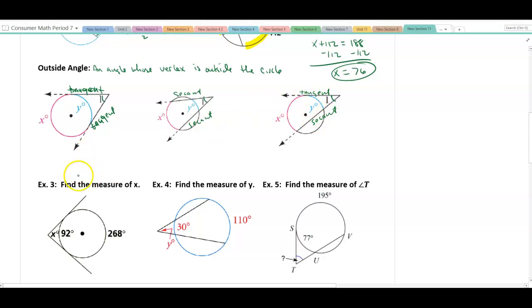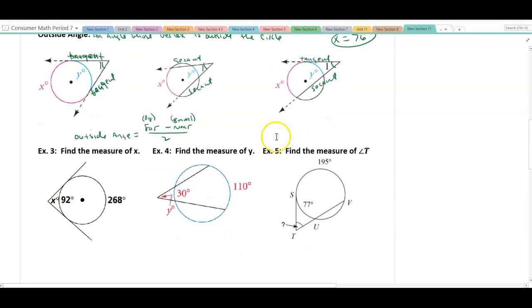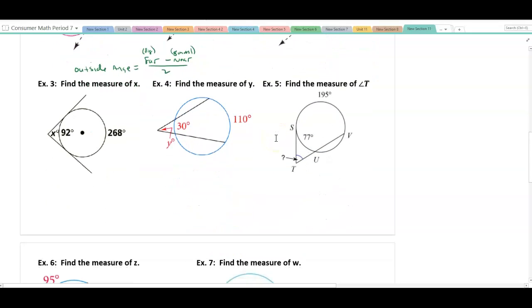Here's the thing. When we go to find the measure of the outside angle, what we basically do is we take the far arc, which is the bigger arc. We subtract the near arc, which is the smaller arc, and we divide by 2. So instead of adding and dividing by 2, we are going to subtract and divide by 2.